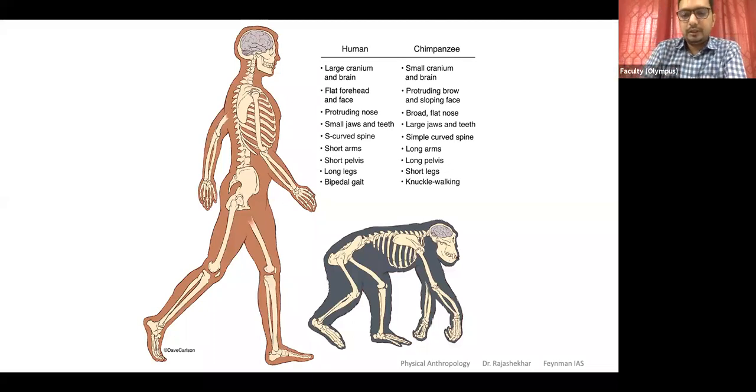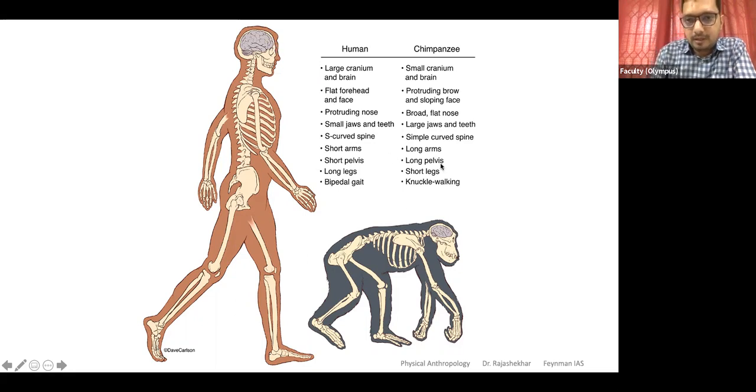This is something that we already talked about, right? You have to highlight these points. So forehead, look at the forehead. We'll notice that when we start talking about humans. So we have more or less flat forehead and flat faces. Look at this, more or less flat forehead.